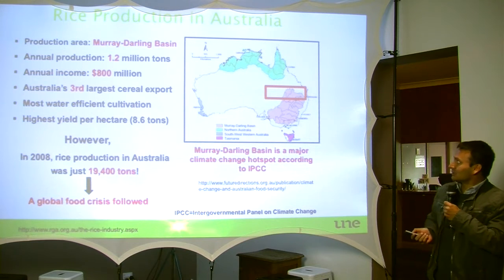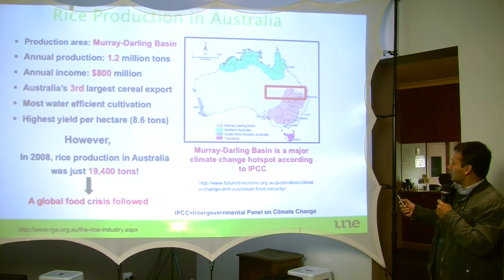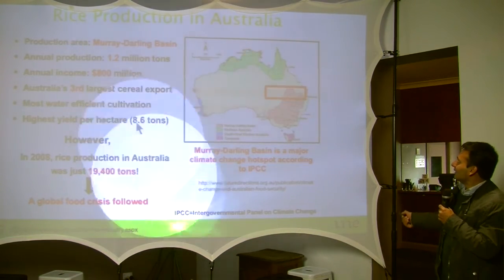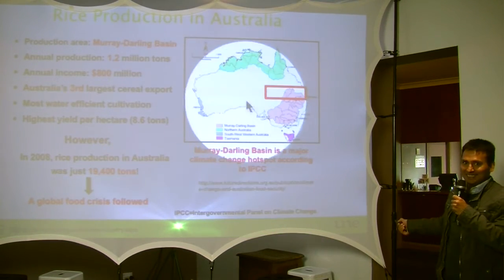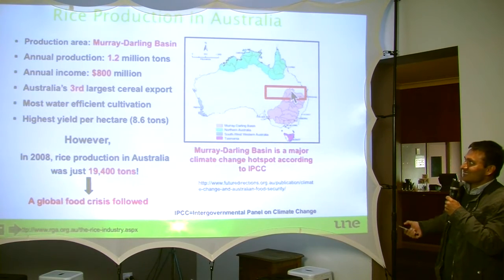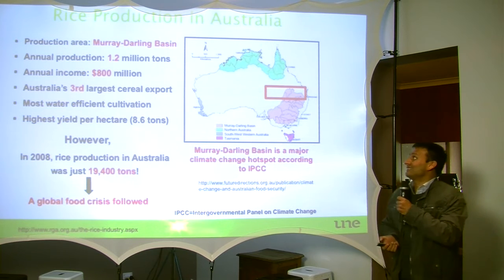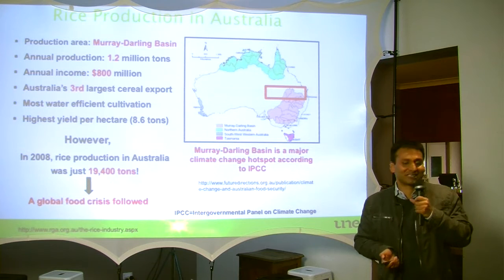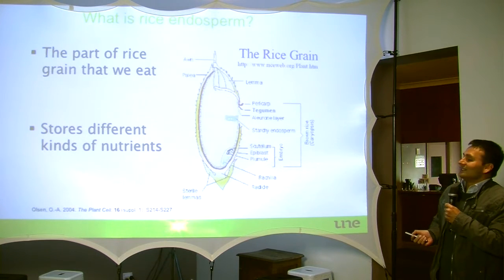So rice grows in the Murray-Darling basin. So yes, in this region. And in fact, it's the third largest cereal crop in Australia. So it means a lot of money for Australia. So now the next question. What is rice endosperm? It is in fact the grain that we buy from the supermarket and cook and eat.